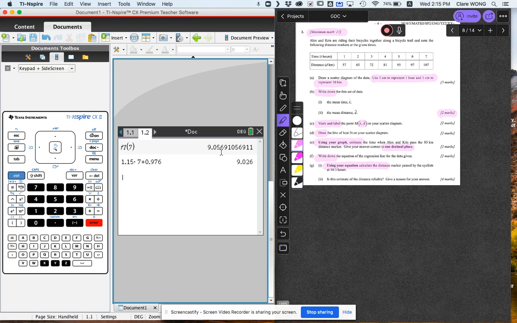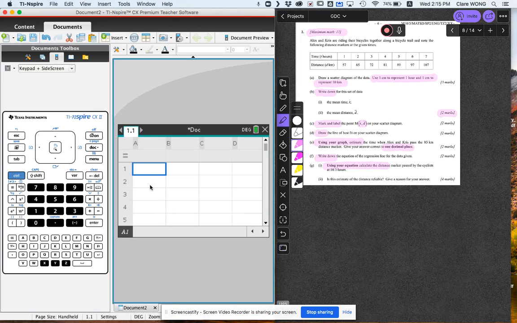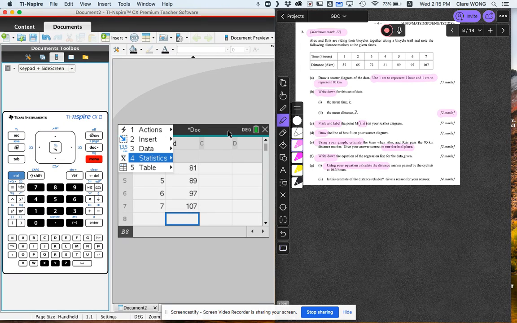Now, I don't have graph paper. I'm not going to draw this. What I'm going to do is close this document, and I'm not going to save it. Again, go back to the spreadsheet, put T for hours, D for distance. Enter your data in. I am going to ask the calculator to draw it for me.